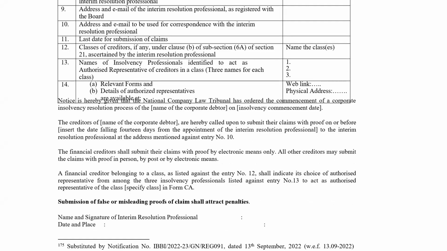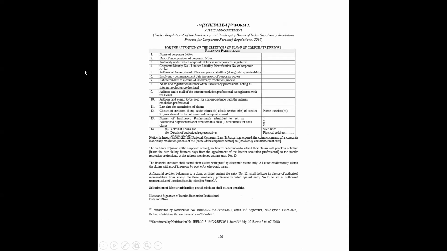Then submission of false or misleading proofs of claim shall attract penalties, and name, address and signature of the IRP. So this is what is given in the public announcement. ये है public announcement का form.